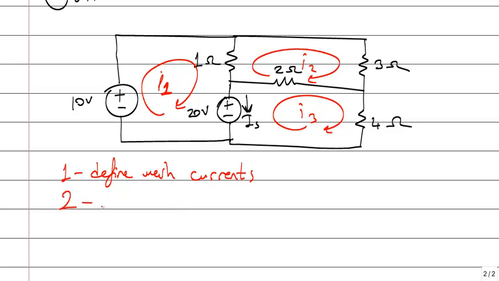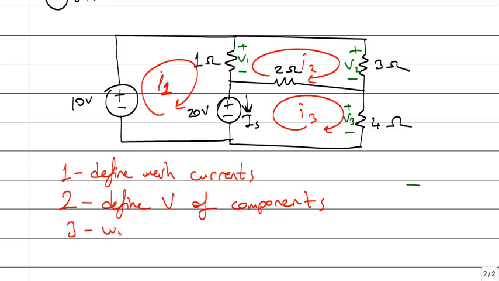Second step is define voltages of components. Voltage of this component is 10, it's obvious. And let's define a voltage for that component, V1. Voltage of this component is given already. Let me say V2 and V3. Then write voltage current relations of the components.